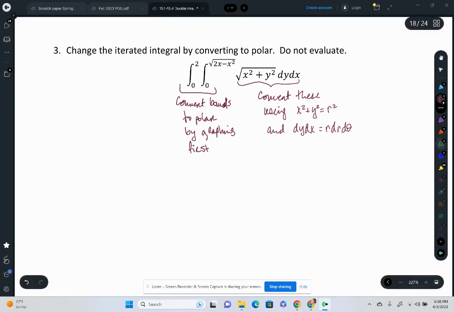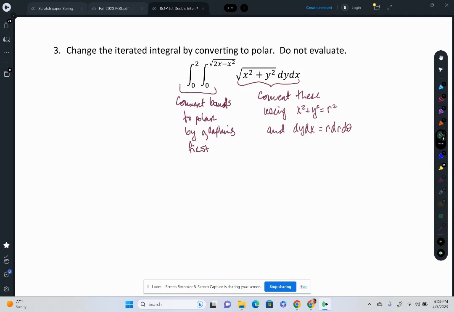The more difficult part is converting the bounds to polar. And it's tempting to just replace the 2x minus x squared in that upper bound by taking all the x's and putting in an r cosine theta. But I promise you that won't get you anywhere. So what we have to do instead is figure out, what is this shape that we're dealing with?